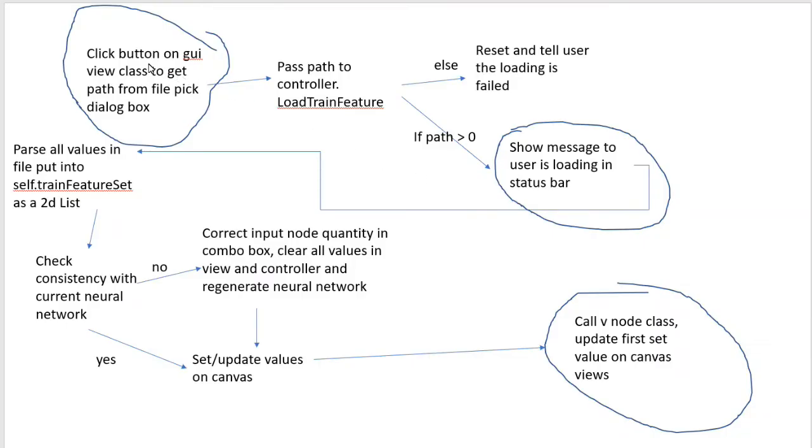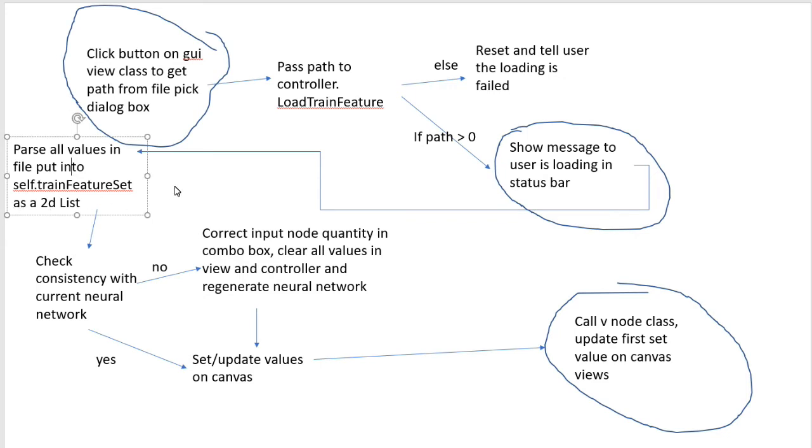Let's now quickly review what we have done to load the training data. First, when we start by clicking the load training feature button, we pass the path received from the file picking dialog box. If the path length equals 0, which means no path has been picked, we just end the process and tell the user the loading failed. If the path length is bigger than 0, we then load the content of the file. We split the file content by lines and then split each line by comma to get the data.